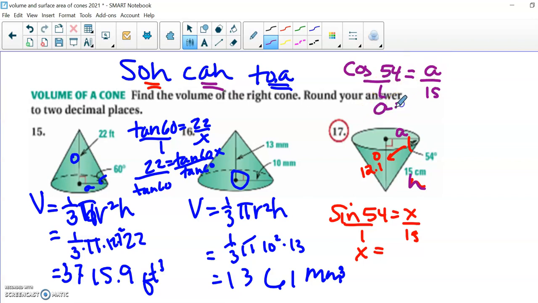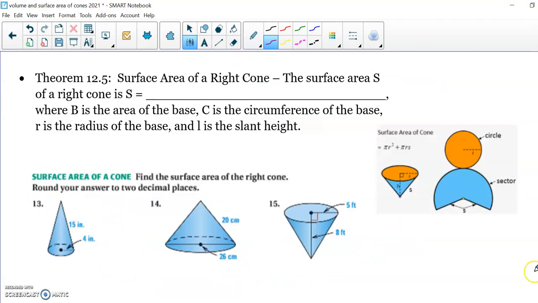I'm going to cross multiply again. Cosine of 54, make sure you close your parenthesis, times 15. And it looks like my radius is about 8.8. All right, so now that I have my radius and I have my height, you can put it all together into the volume formula. I'm not going to spend the time to do that because we still have some work to do. All right, next up is surface area.